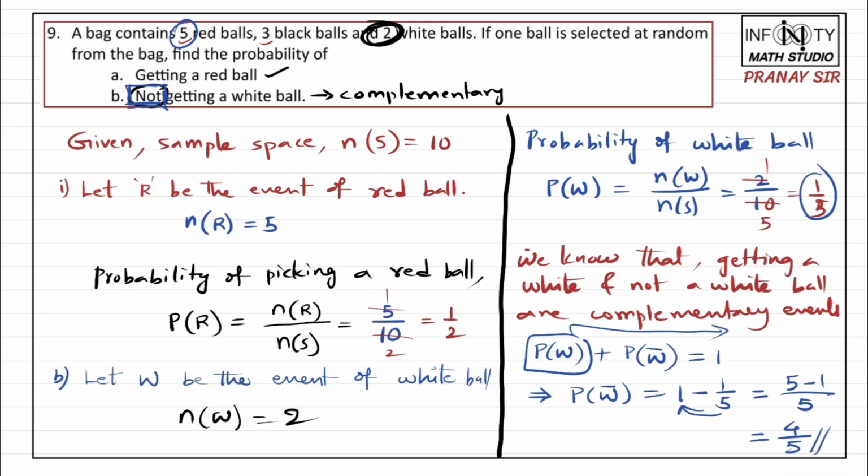The 4 by 5 is the probability of picking a not white ball. So the first part A is 1 by 2 and the B part is 4 by 5. That's all.